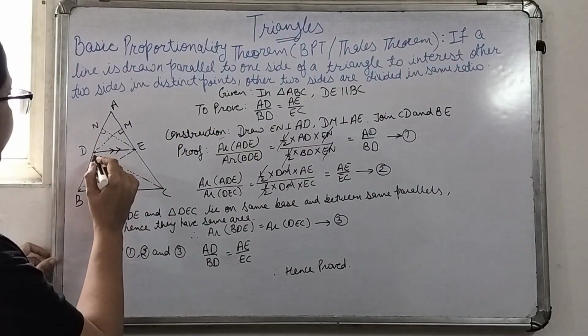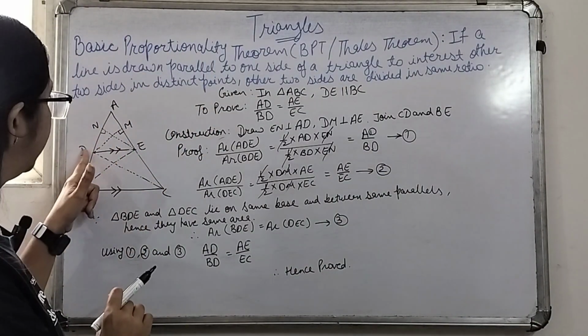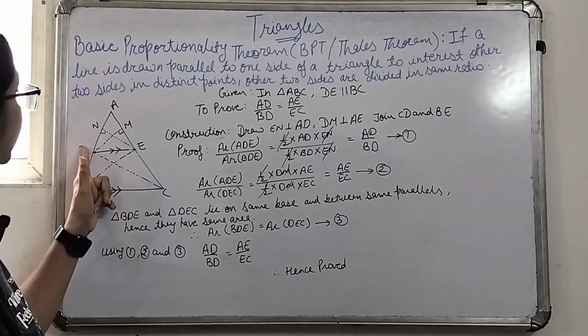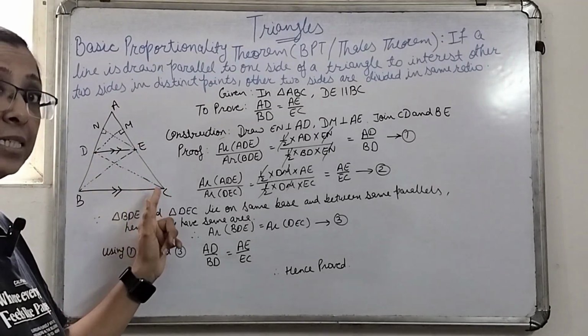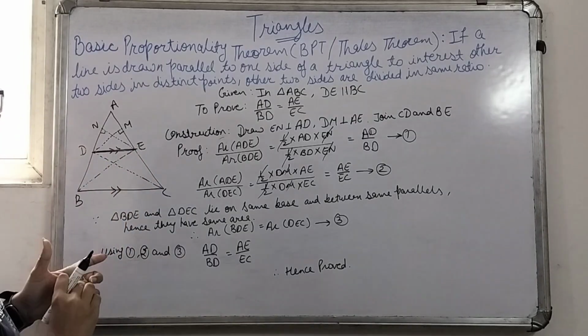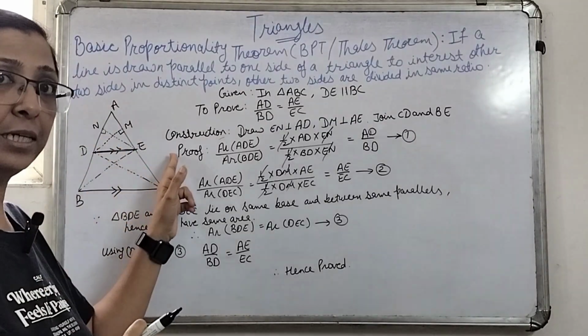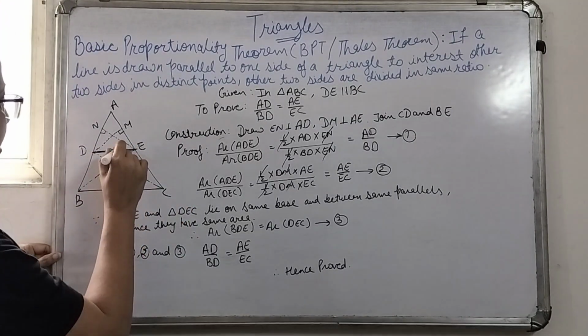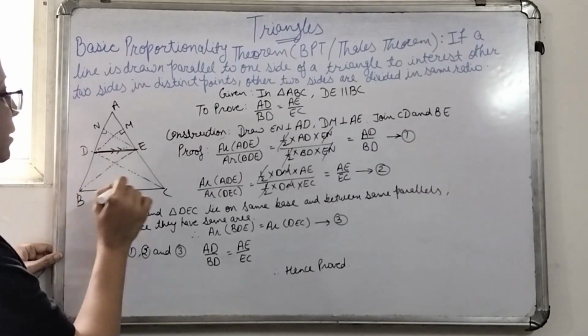Now if we look at these two triangles, triangle DEB and triangle DEC, we can see that both triangles are on the same base DE, and both are between the same parallels DE and BC.